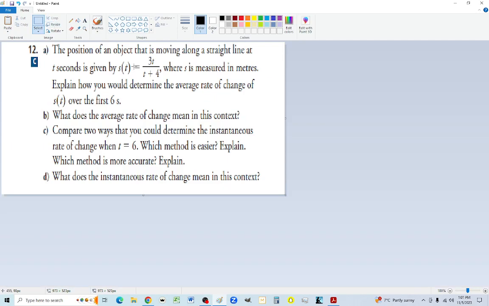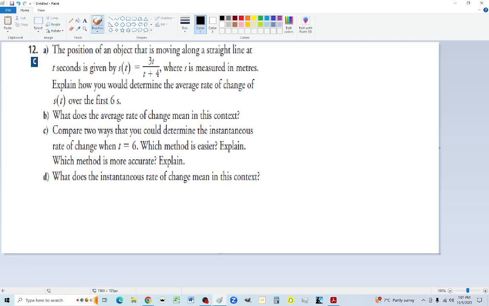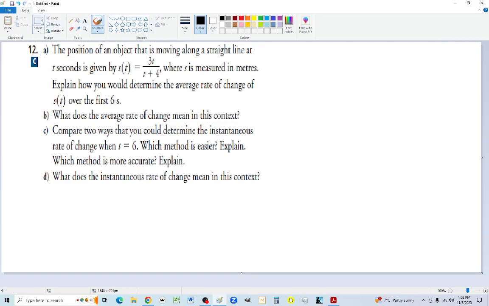12 asks, the position of an object moving along a straight line in t seconds is given by a distance based on time. That's what s usually is, distance, where s is measured in meters. Explain how you would determine the average rate of change over the first 6 seconds. Before we do anything, and we'll use graphing technology, let's understand this graph for a little bit of time and also understand where it's at 0 seconds and where it's at 6 seconds.